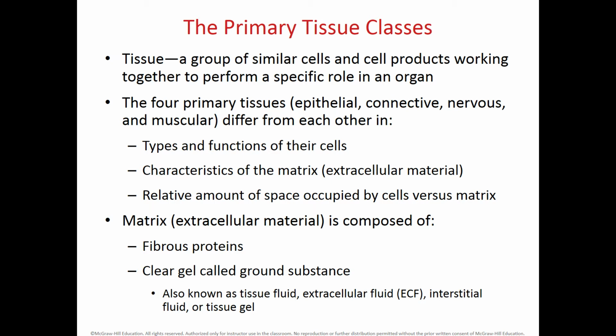Now, the cells within tissues are surrounded by extracellular material that is known as matrix. And within this matrix, there are a lot of collagen fibers that we know as fibrous proteins. And also we have a gel-like substance that is called the ground substance. And this substance is also known as tissue fluid, extracellular fluid, interstitial fluid, or tissue gel.